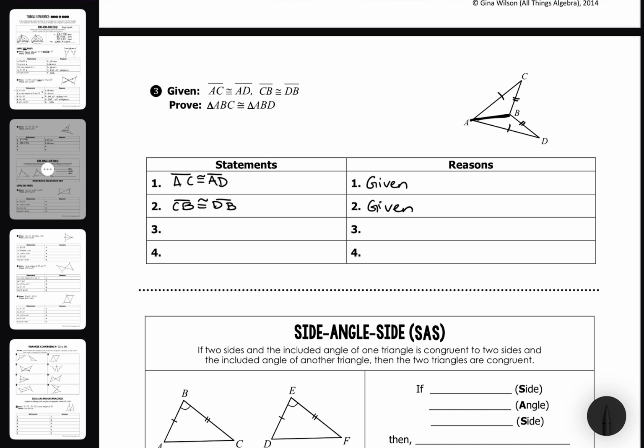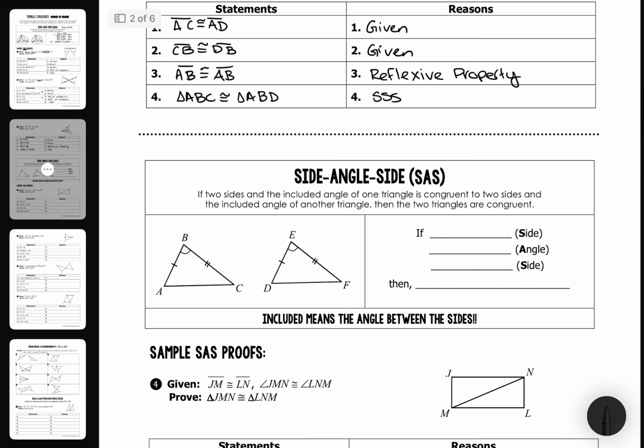Okay, let's go ahead and use our shortcut. I can say that AB is congruent to AB. That's using our reflexive property. Something is congruent to itself. I have 3 pairs of sides congruent. That's plenty to prove that these 2 triangles are congruent. Triangle ABC is congruent with triangle ABD, and that is by SSS.